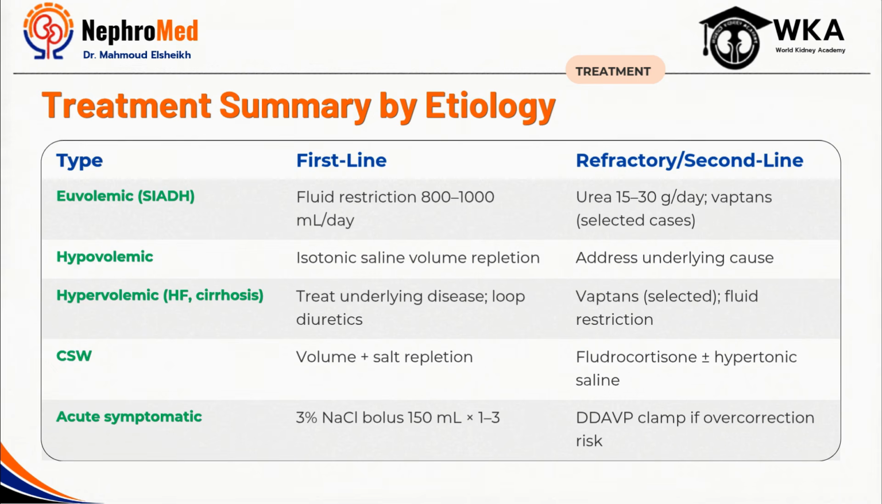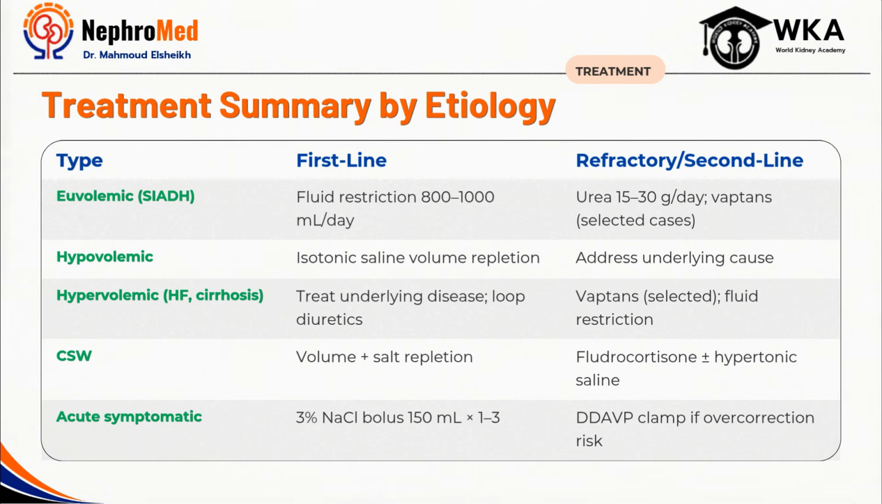For hypovolemic hyponatremia, the treatment is fundamentally different. Here, the problem is sodium and volume depletion, so isotonic saline volume repletion is the primary therapy, while simultaneously correcting the underlying trigger, such as GI losses, diuretics, or adrenal insufficiency.